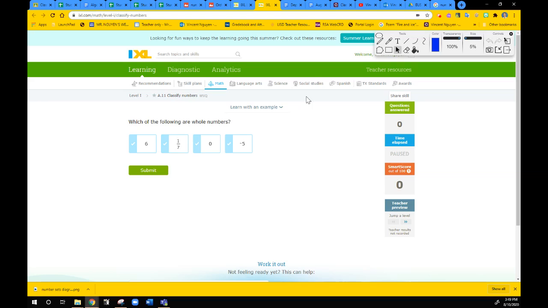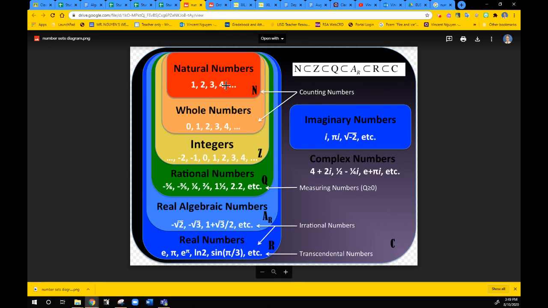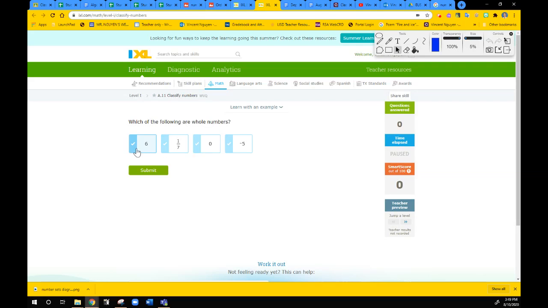So whole numbers, remember, are all of the counting numbers, including zero. So let's go back over here and see which ones those are. 6 is, 1 over 7 is not, 0 is, and now -5, if that was a +5, that would have been a whole number. But because it is negative, we don't count it, right? So just these two right here.